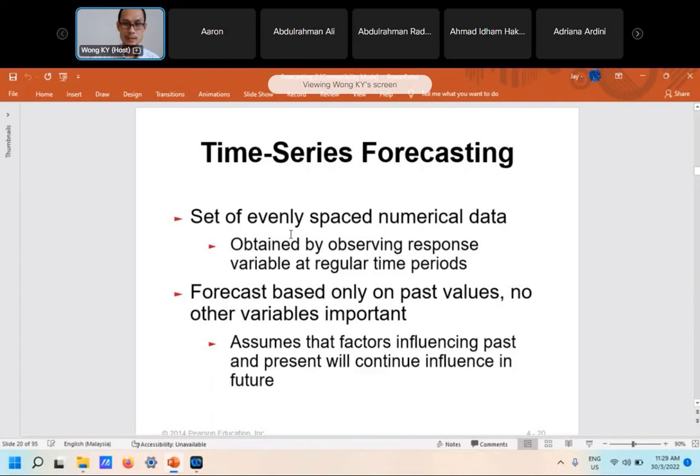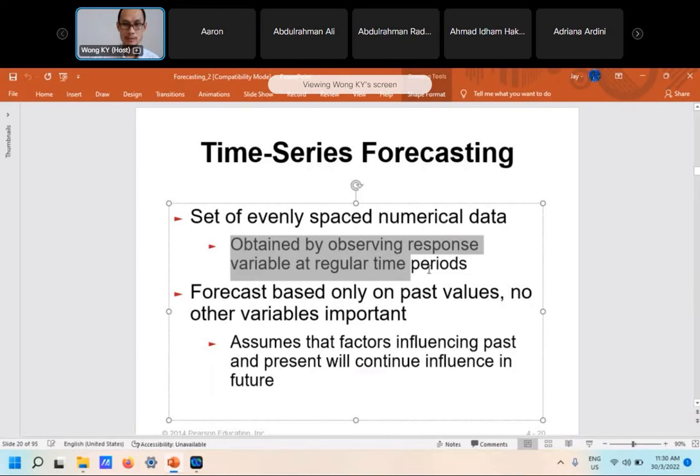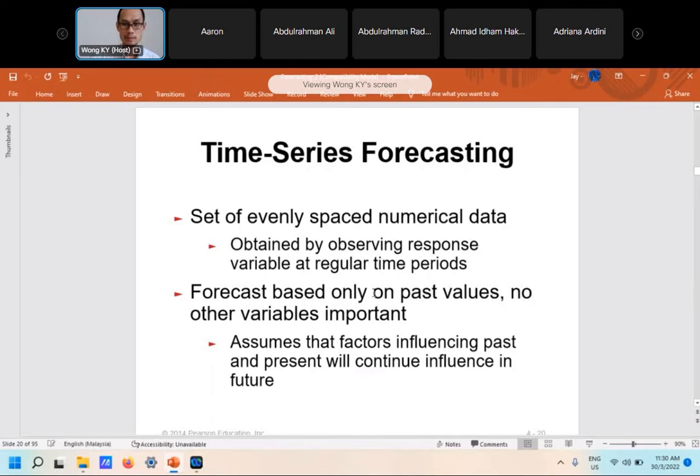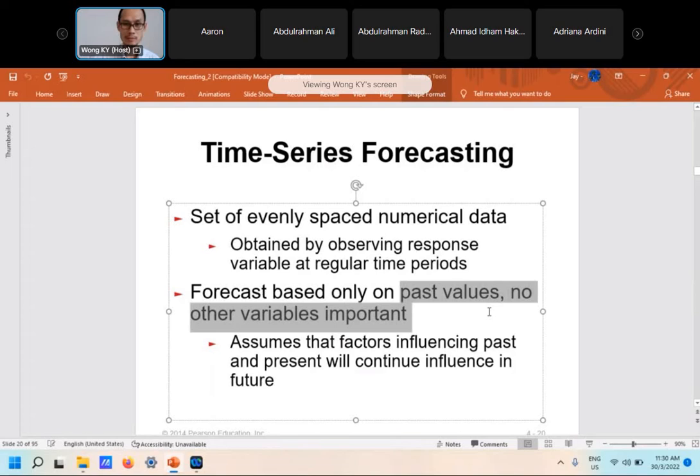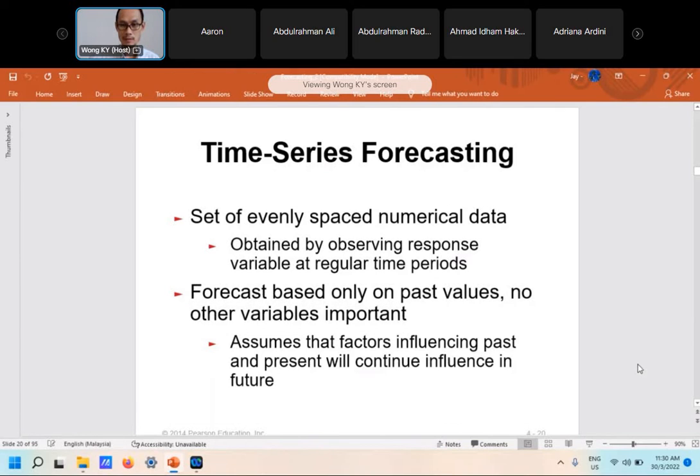Hope you understand. So it means that data has to be obtained at regular time periods. If hour, then every hour. Week, every week. If month, every month. And this type of forecast is only based on past values. No other variables are considered important. So we try to forecast future demand entirely based on past demand. We don't consider other factors, like customer requirement, political factors, social factors, environmental factors, and so forth. We are not saying that certain inputs will affect the demand. We only forecast the demand based on previous past demands.